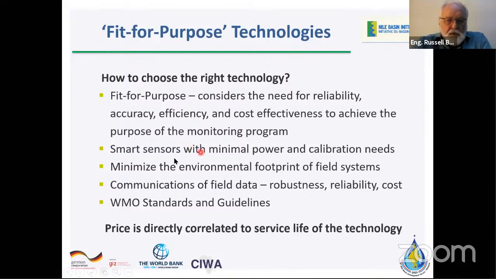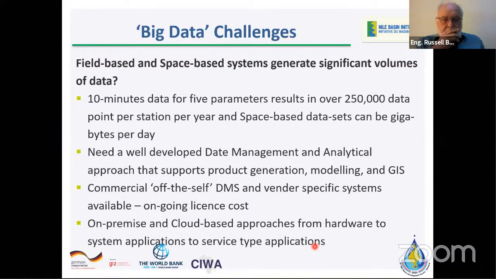So when we look at a regional monitoring program, we do look at very high quality instrumentation, because it will have a long service life and limited ongoing operating costs associated with it, as well as produce good quality data for an extended period. So that's the other aspect.